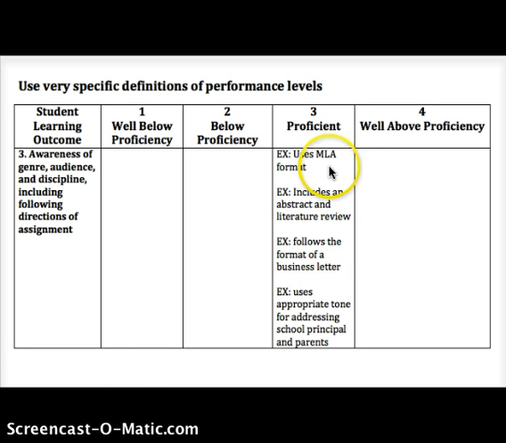And here are some examples. For an English paper, I might put here as one part of what proficient is, that it uses MLA format. For a psychology paper, we might say it includes an abstract and a literature review. For a business class, we might say it follows the format of a business letter. And for an education class, this might say it uses the appropriate tone for addressing the school principal and parents. This would be if the assignment was to write a letter to the principal and parents explaining a student's progress.